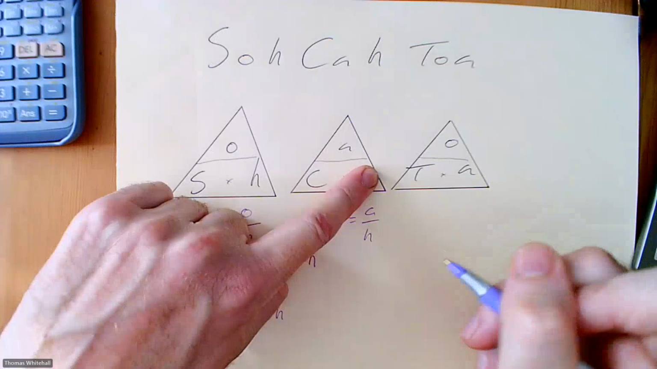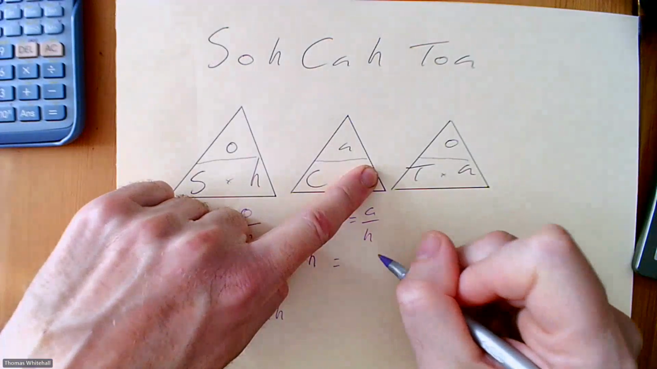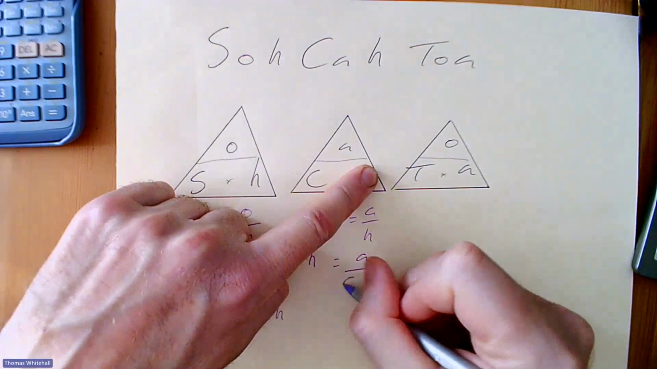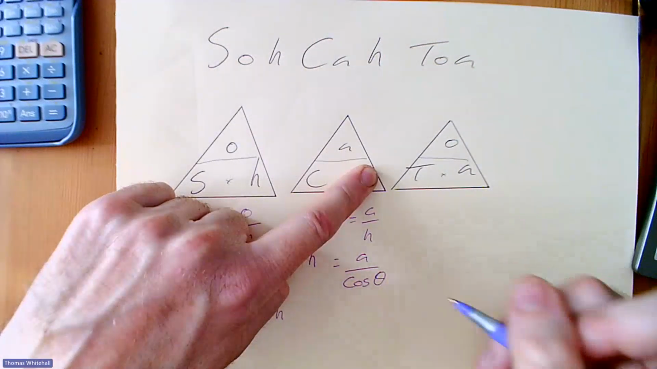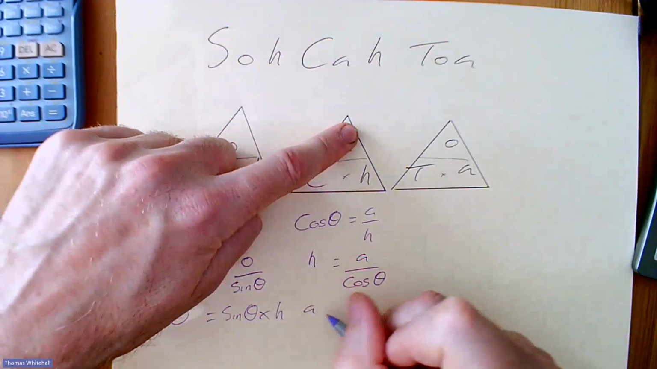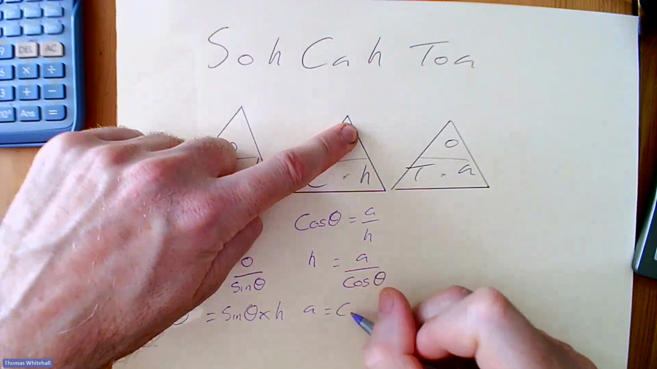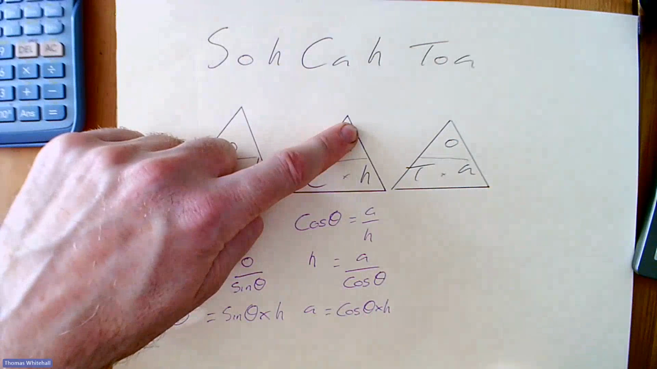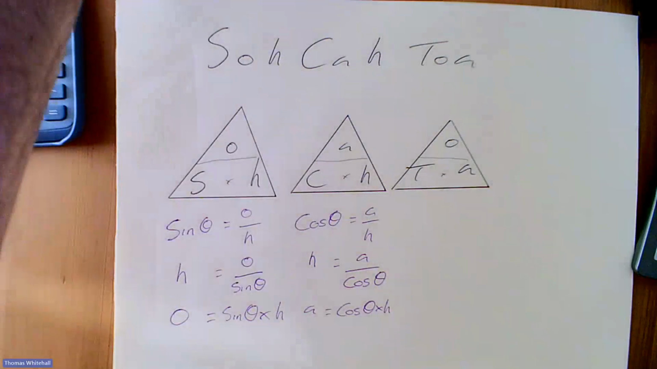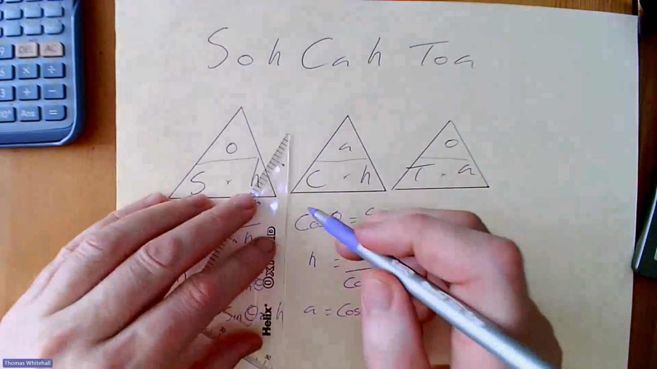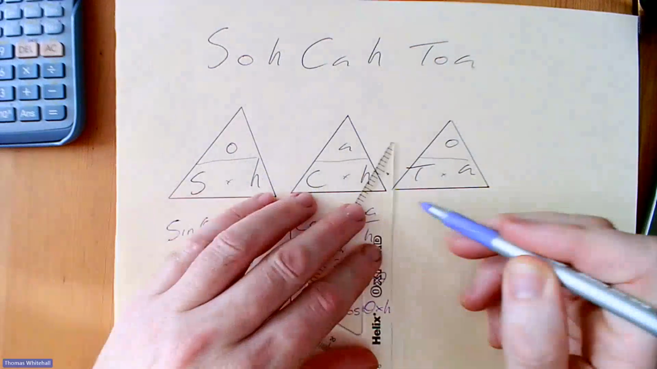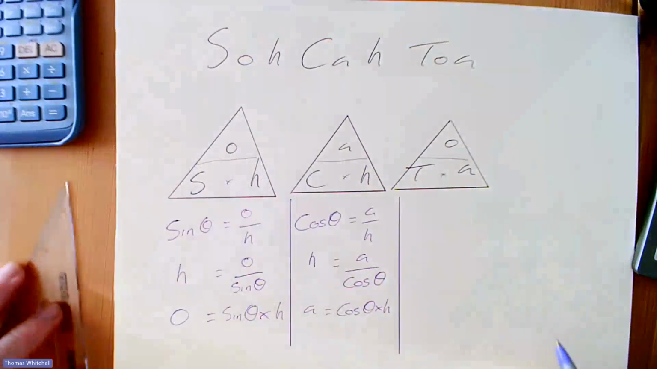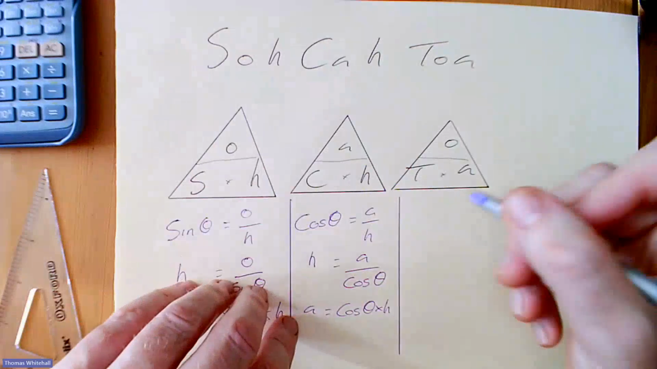The hypotenuse is equal to, and this time it's the adjacent over the cosine. And the last one would be the adjacent, which is now equal to the cosine times by the hypotenuse. Okay, I'm just going to draw a little line between these so we can see where they don't cross over. We can see they are definitely separate.